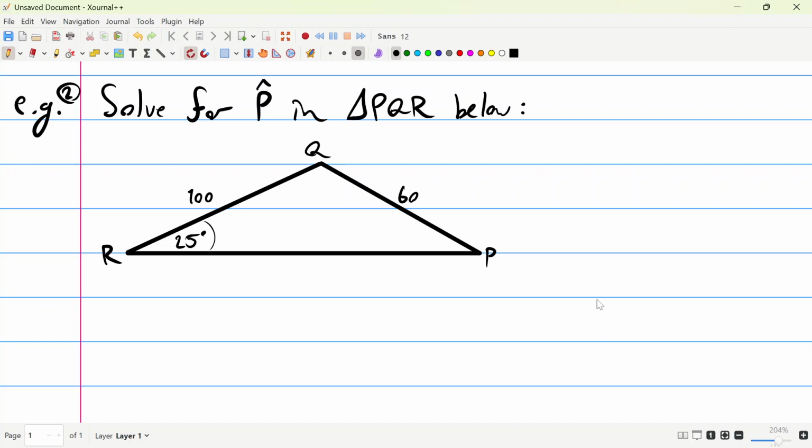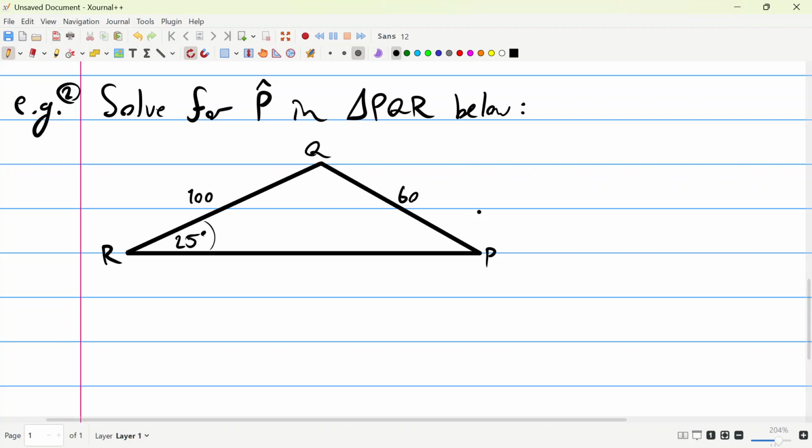Here's example 2. We need to solve for the angle P in triangle PQR below. So we have angle R being 25 degrees, Q and P are unknown, and we have the sides 100 and 60, okay? So for this one, we can use sine rule because we have two sides and an angle that is not between those two sides, okay?